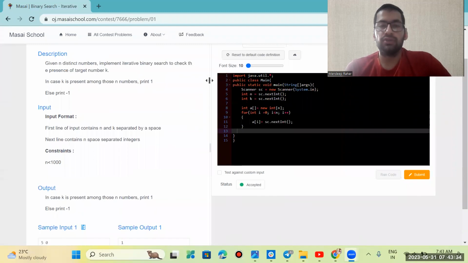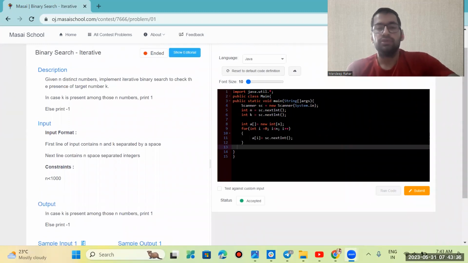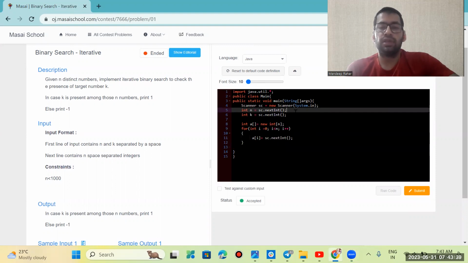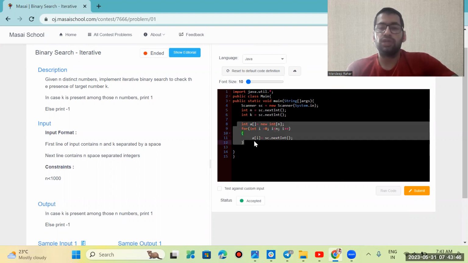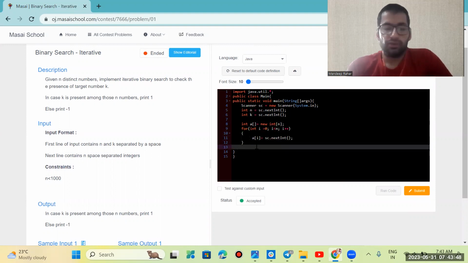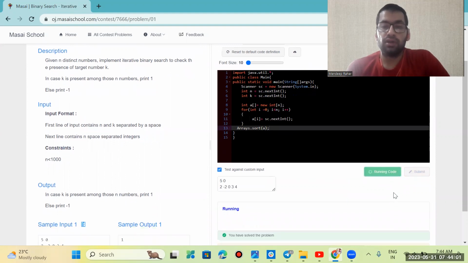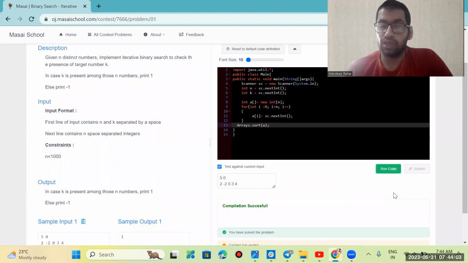First, I already take our input: integer n, then integer k, the element we need to find in our array, and then we traverse the whole array and take all the input, and then the first work in this question is to sort our array. Okay, if I run it, regularly to find if you don't make any type of mistake, so all is good at this point.